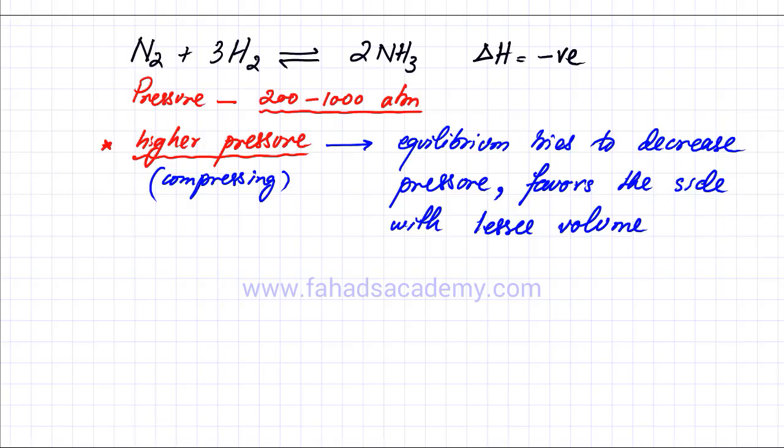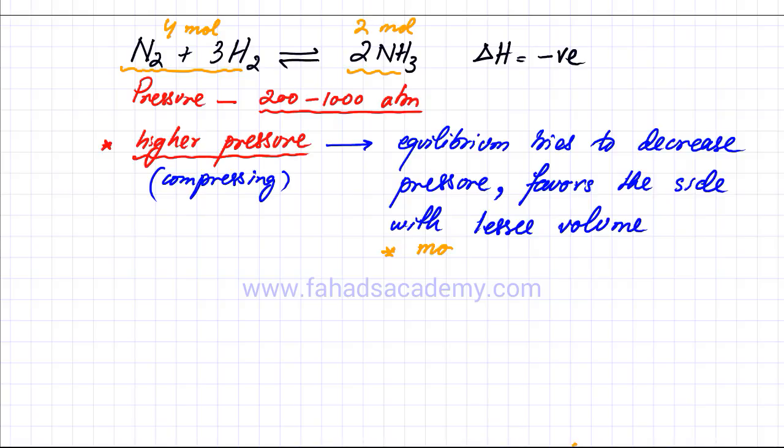So if you look at the reaction, your left hand side has a total of 4 moles, whereas your right hand side has a total of 2 moles. So your right hand side would occupy a lesser volume, whereas your left hand side would occupy a larger volume. So we can now state that the side with the lesser volume is the right hand side. So more ammonia would be produced.